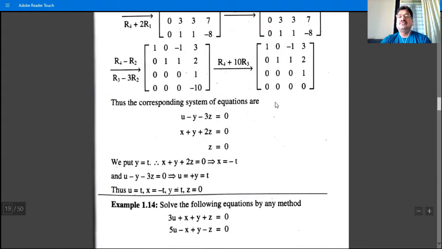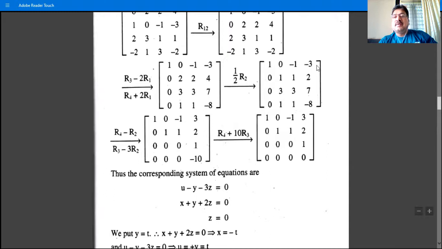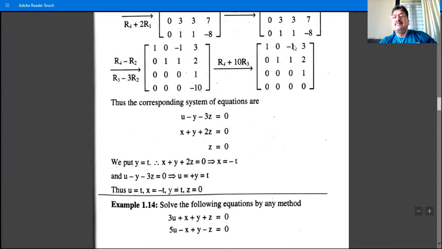So how can we find the solution of the system? Rewrite the equations. We have to write the equations from this matrix. So u minus y plus 3z is equal to 0. Plus 3z, not minus 3z, here it is minus 3, so write minus 3 here. So it is u minus y, the coefficient of x is 0, so u minus y minus 3z is equal to 0. Then x plus y plus 2z is equal to 0, and the last equation is z is equal to 0.